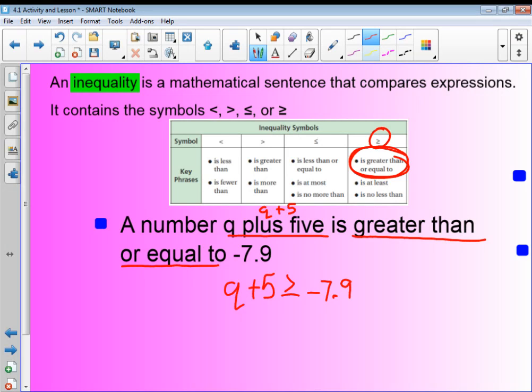Now, at this point, we haven't worked with solving a one-step inequality. That'll come into play in sections 2 and 3. So for right now, we're just going through and actually writing the inequality, which is like the equation writing we've done, except now we're going to be including some inequality symbols.